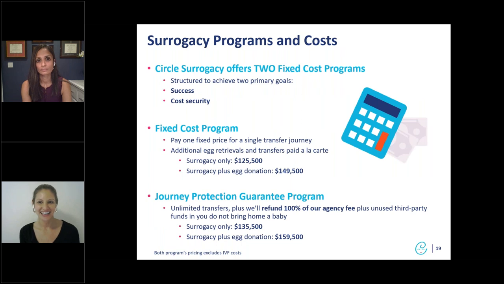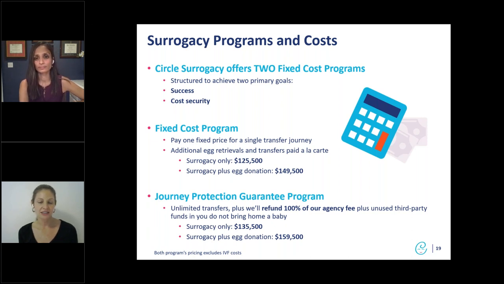Next page, please. The last couple of things I wanted to touch on are costs. So as I mentioned, costs can really range for this process. We'll see some agencies advertising much lower amounts where they're not really building in the full potential cost if anything goes wrong. So at Circle, we charge one set price for surrogacy only. That's $125,500. And if you include egg donation, it's $149,500, which really includes all of those elements of the program that I discussed on the last page.